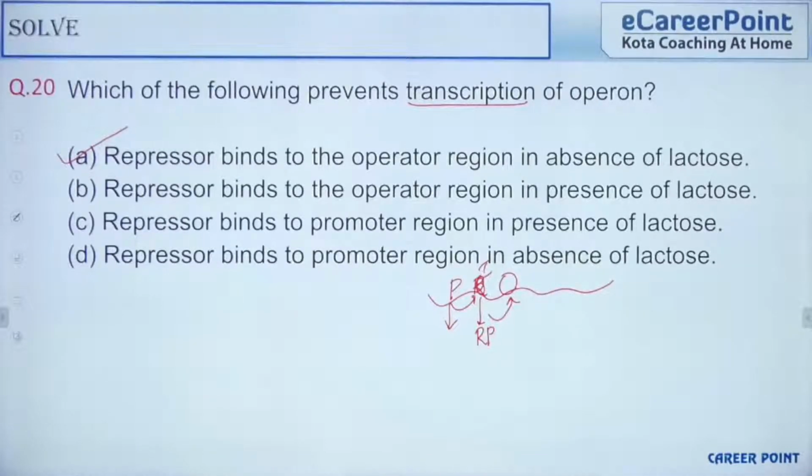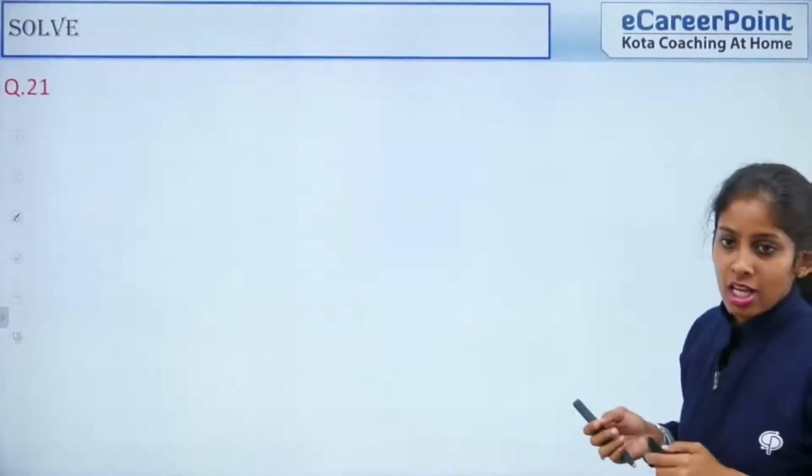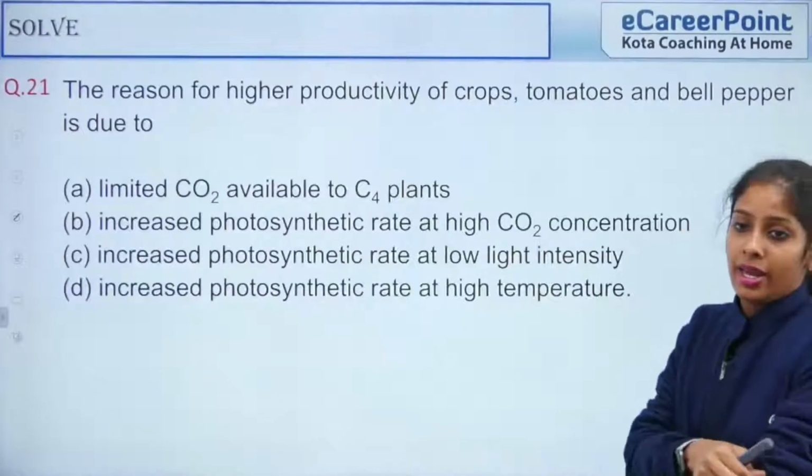Clear? So see in how much time we are done with 20 questions. So is it not easy? Okay.